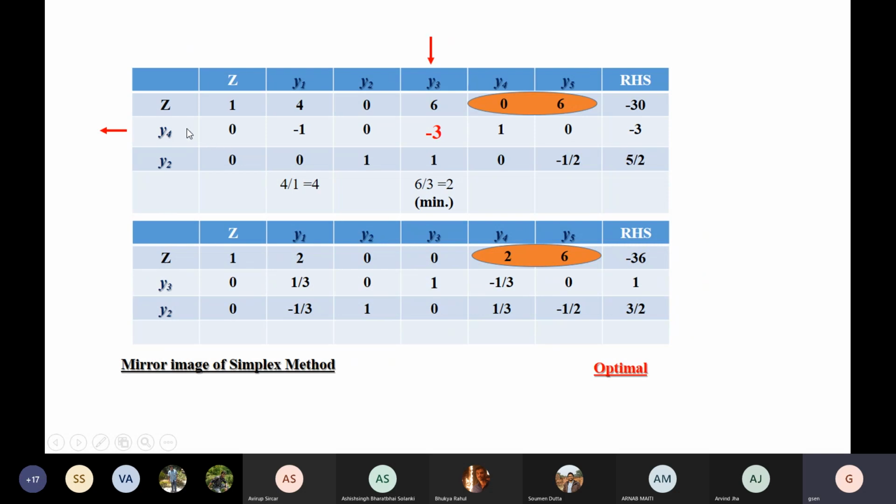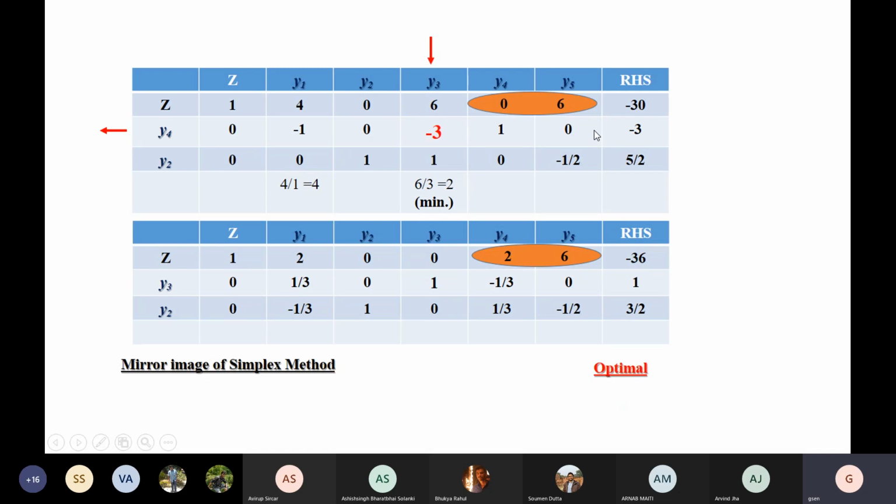Okay, and then what is the solution you are getting? Z is minus 30, y4 is minus 3, and y2 is 5/2. Now, is it a feasible solution for the given problem? So we started with an infeasible solution for the given problem. The next table we are getting is again infeasible, right? Because y4 is minus 3, which is not allowed. So we can say the complementary dual solution will be feasible. If you look at the objective row, you see that all are positive or 0, so the dual solution is feasible.